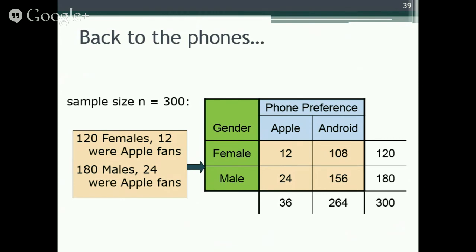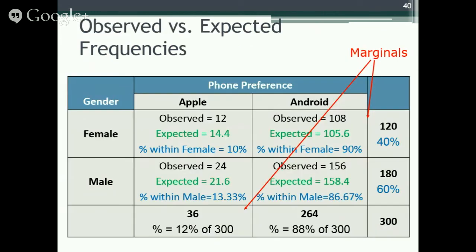So if you recall, we had this example with phones, where we looked at males and females versus Apple and Android phones, okay? We had a sample here, and we had a crosstab here, right? What we then look at is our expected frequencies versus our observed frequencies. We can find percentages within a particular cell. So if this was 12 and we divide it by 120, we get 10%, right? 12 out of 120, so 10% of women liked Apple, 90% of women like Android.